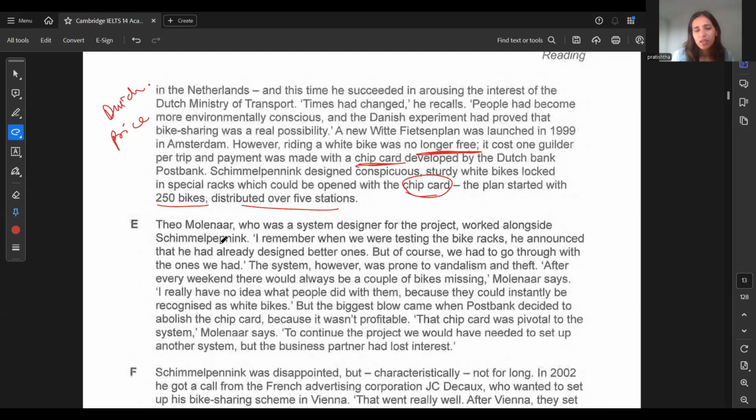And then there was a system designer for the project. He worked alongside LS. Testing the bike cars, he announced that he had already designed better ones. But of course, we had to go through with the ones we had. The system, however, was prone to vandalism and theft. Vandalism means destroying public property, like scratching on it, pasting posters on it, etc. So these were the problems.